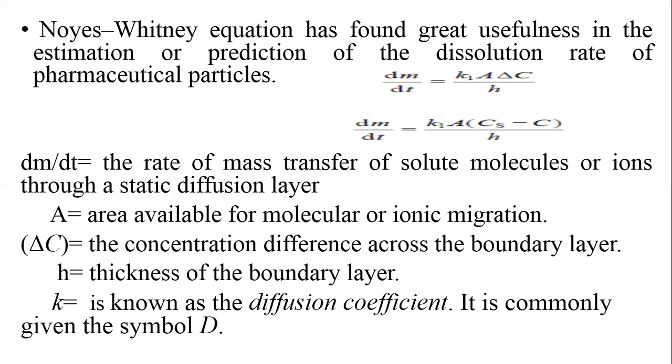Delta C equals Cs minus C, which is at the equilibrium state when the concentration of the solute in the boundary layer will be equal to the saturated concentration. K is the diffusion coefficient and commonly given the symbol D. So we depend on this equation to determine factors that affect the rate of dissolution.